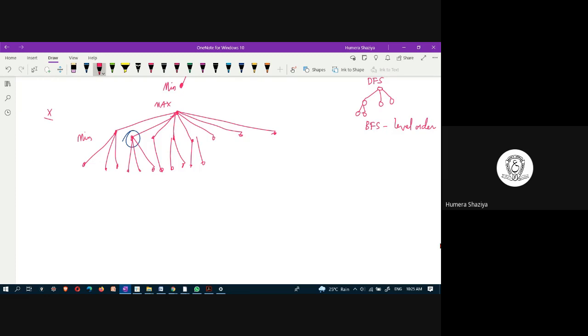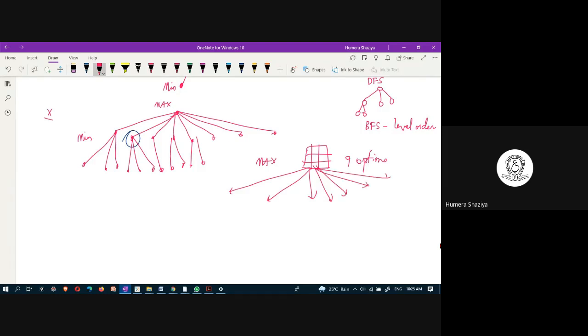When you consider the example of tic-tac-toe, Max is a system. How many options does the system have here? The system has here 9 options, 9 choices. So from here we get 9 successors.